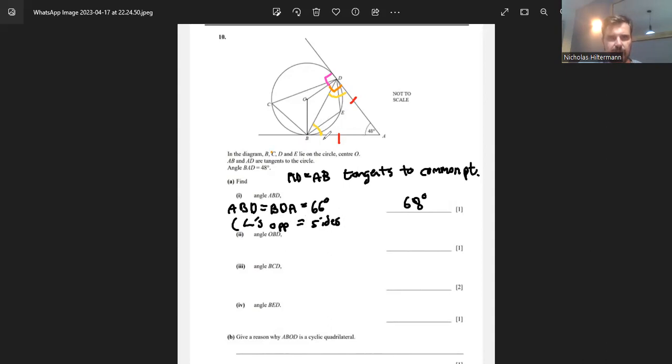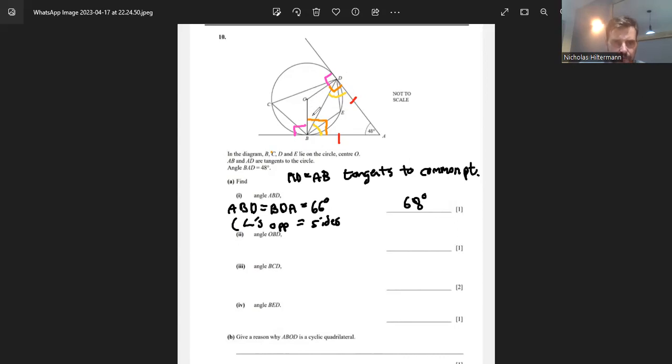Okay, let's look at OBD. Okay, so let's see. OBD is also 90 degrees. That's for the same reason we gave that, these are equal because you have a tangent here going to the radius of the circle. So AB is the tangent, O is the center, and so that's 90, and this is 90.